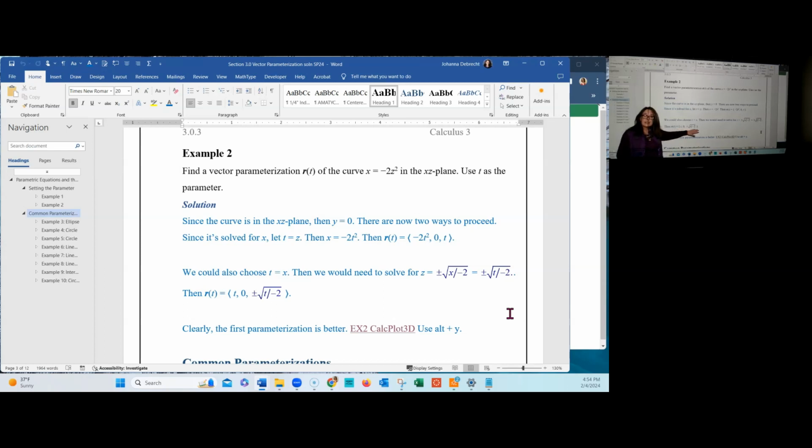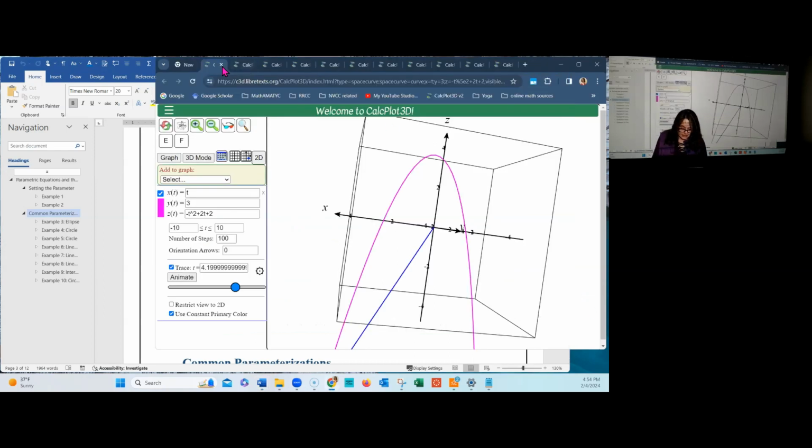This gives me a different but equally valid parameterization: t for x, 0 for y, and plus or minus the radical for the z. Both of these parameterizations are going to plot exactly the same curve. Let's take a look now at this one in 3D.